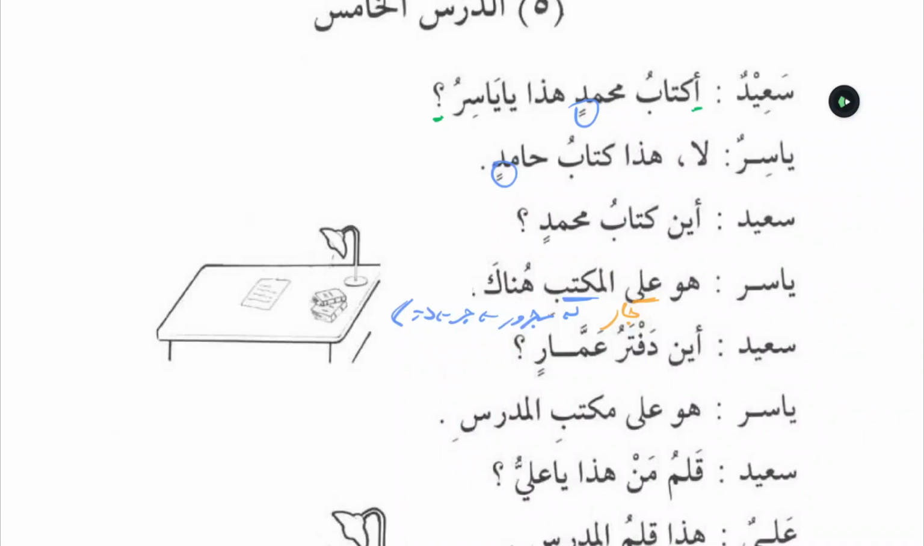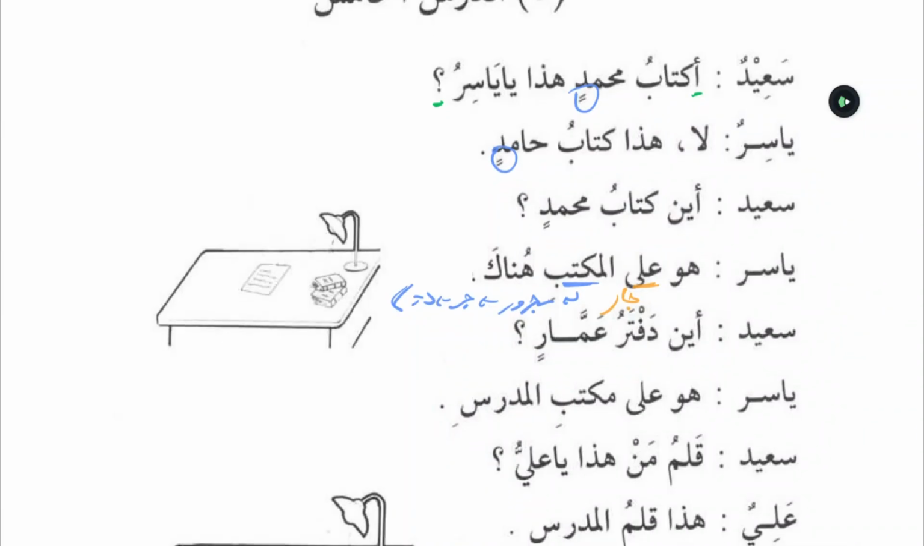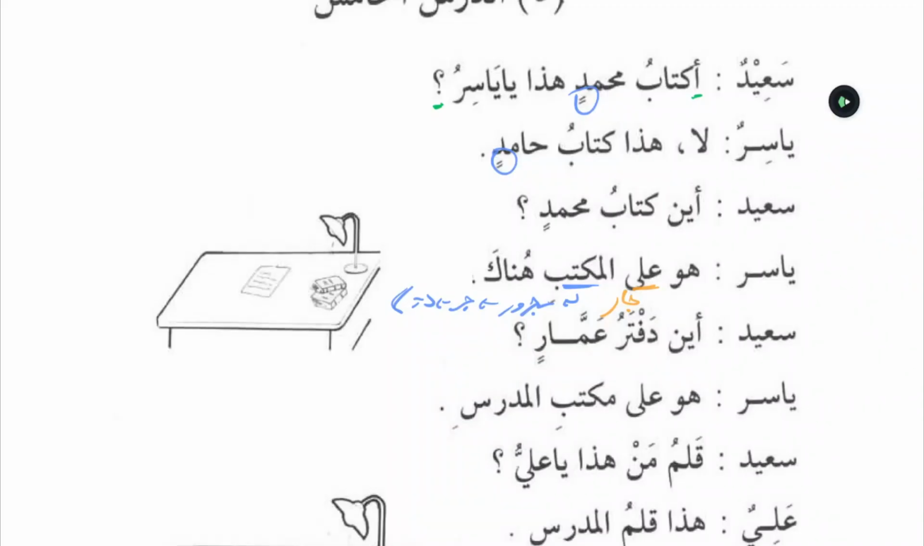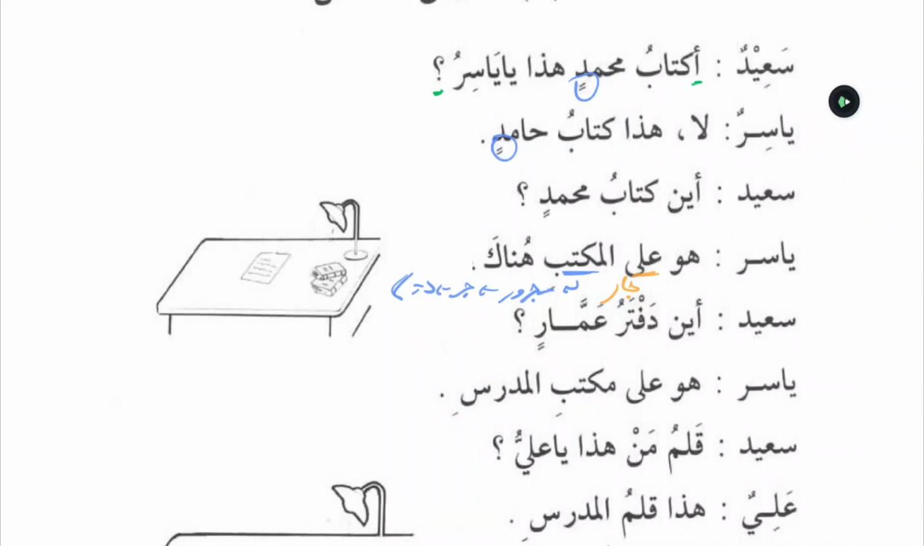أين دفتر عمار? دفتر is a new word. دفتر means copy, like notebook. So where is the notebook of Ammar? Once again, what's this phrase in front of us? دفتر عمار. Don't say this is jar majrur. Sometimes students see the kasra over here and just assume it's jar majrur. No, think about it. Notebook of Ammar, Ammar's notebook, that's a possessive phrase. It's a mudaf mudaf ilayh.